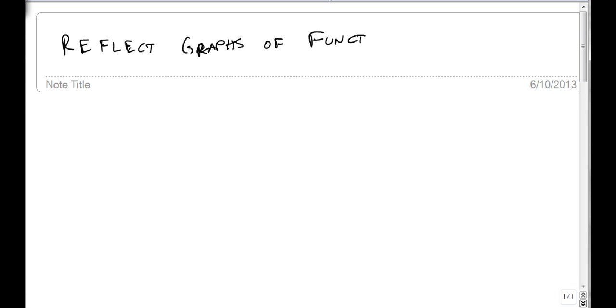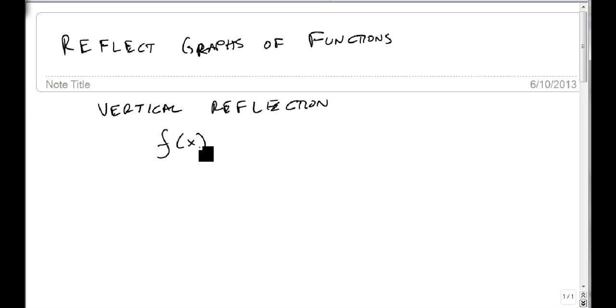To reflect, though, means to change the values so that instead of being above the x-axis, they're below it. Instead of being below it, they're above it. So there's two ways of reflections, but we're going to focus on vertical reflection. And just like our translation that was up or down came outside of the function, if we put a negative on the outside, then it's vertical reflection.